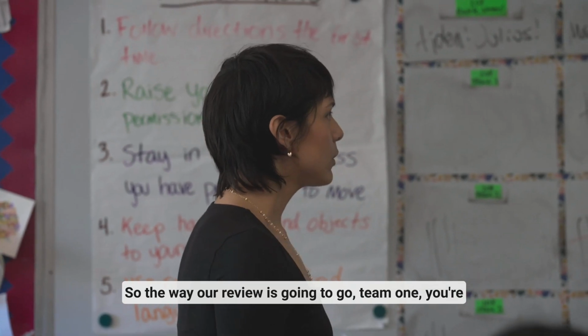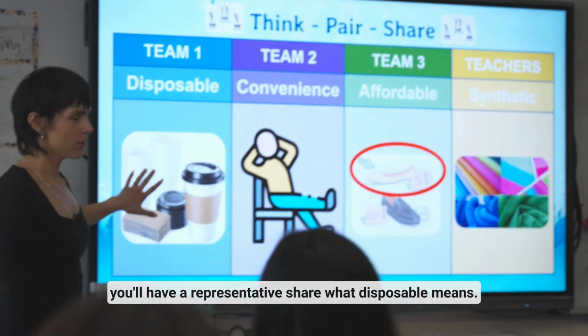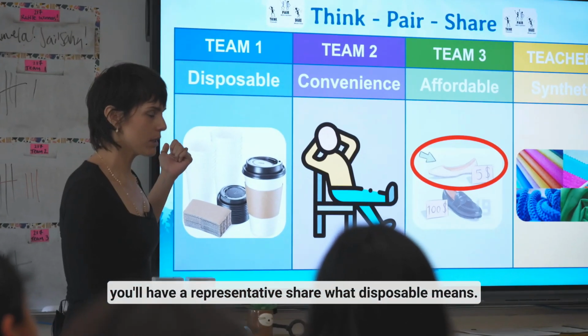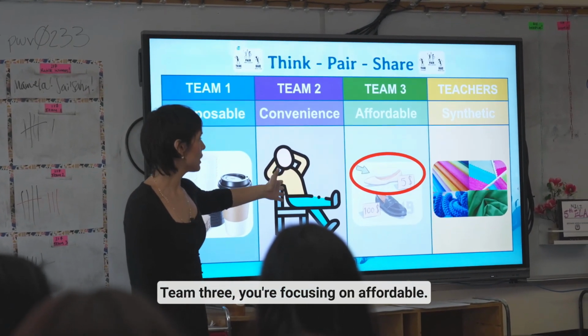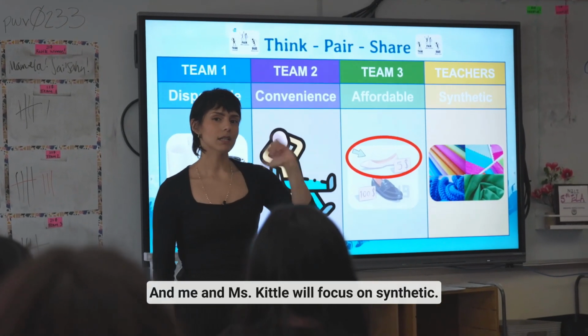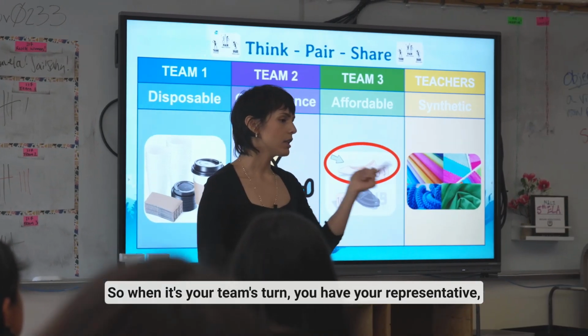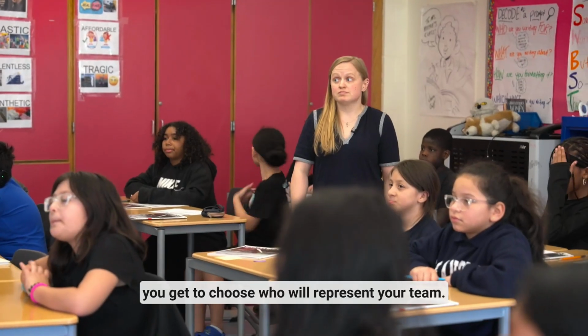So the way our review is going to go, Team 1, you're going to discuss what disposable means, and then you'll have a representative share what disposable means. Team 2, you're focusing on convenience. Team 3, you're focusing on affordable. And me and Miss Kittle will focus on synthetic. So when it's your team's turn, you have your representative. You get to choose who will represent your team.